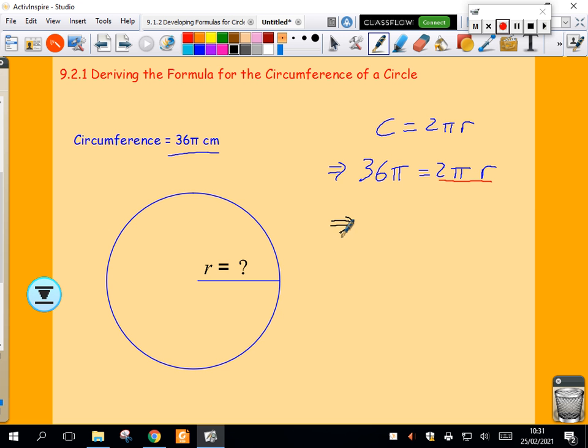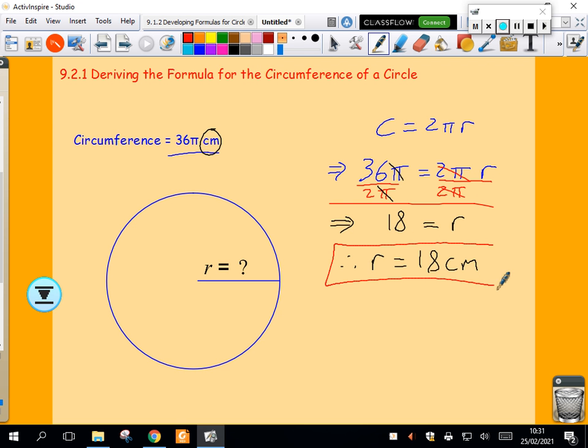I'm going to use the division property of equations, which says if both sides of an equation are divided by the same quantity, then the two sides will remain equal. Here I'm dividing both sides by 2 pi. On the right hand side, that's going to lead to cancellation. I'm going to get r. On the left hand side, the pi's will cancel. 36 divided by 2 is 18. So therefore r is equal to 18. What are my units? Well, circumference measured in centimeters, so radius is measured in centimeters. So the radius is 18 centimeters.